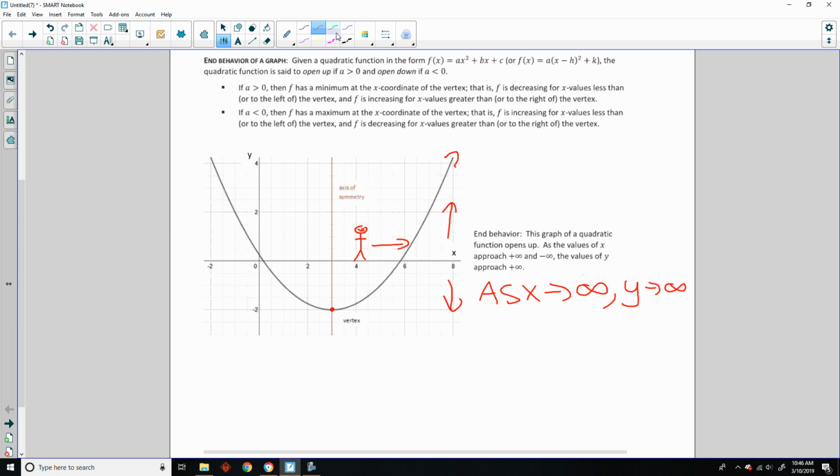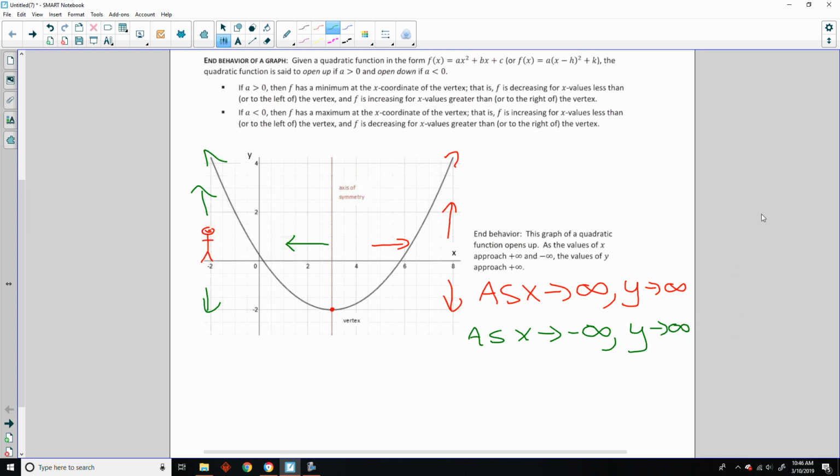Okay, so now, if I ask Steve, go to the left. If Steve walks this way, then as Steve goes to the left, which is negative infinity, as x approaches negative infinity, does Steve have to look up or does Steve have to look down? So if Steve here is over here now, does he have to look up to see the end of the graph or does he have to look down? Well, he has to look up. So as Steve goes to the left, negative infinity, Steve has to look up, which is positive infinity.